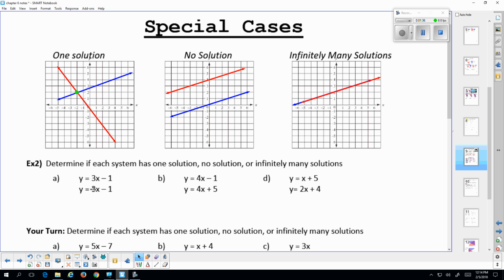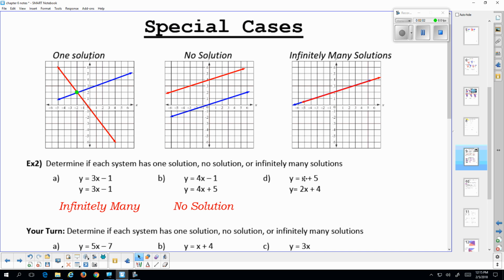So if we look at A, we have the same slope, we have the same y-intercept, so that's infinitely many solutions. Those are the same exact line. So everything is a solution. Okay. In the second one, we have the same slope, but the y-intercepts are different. So those are parallel lines. They're going to have no solution.